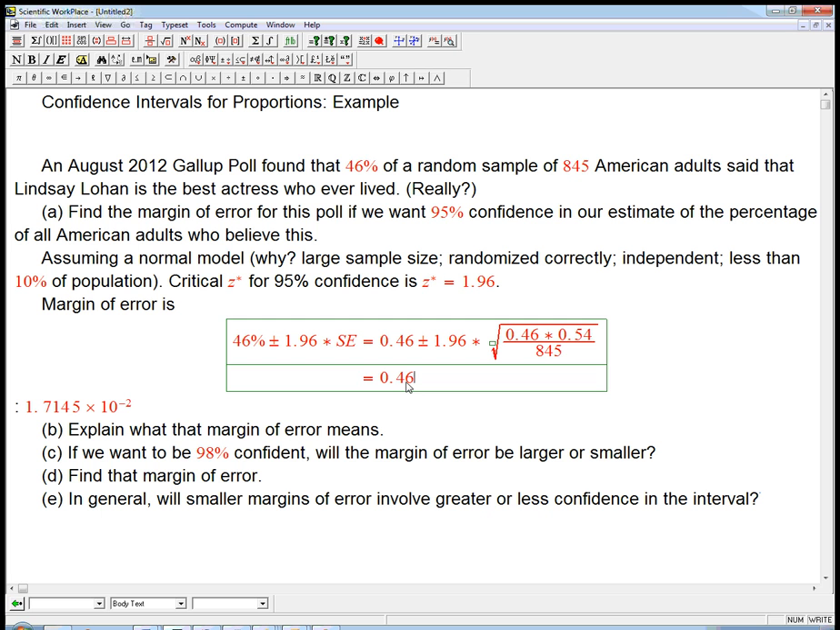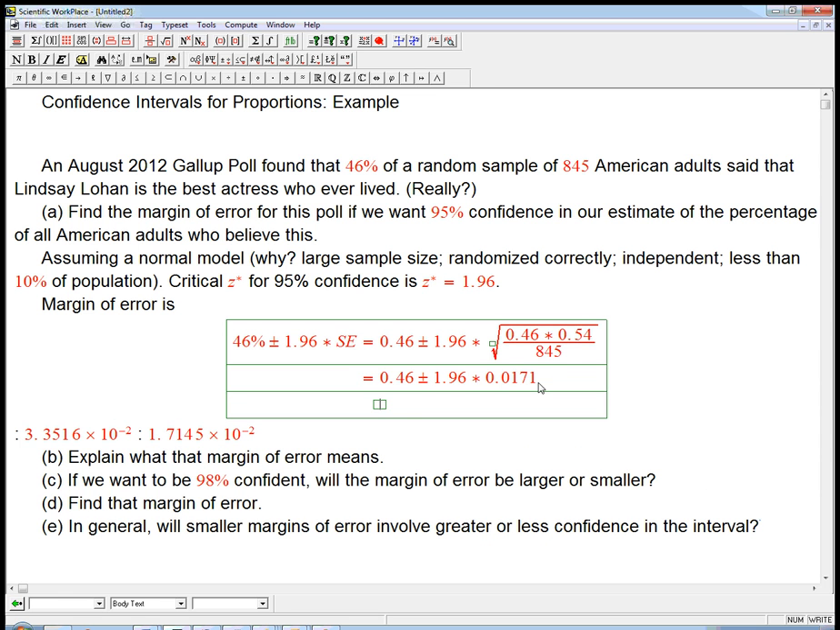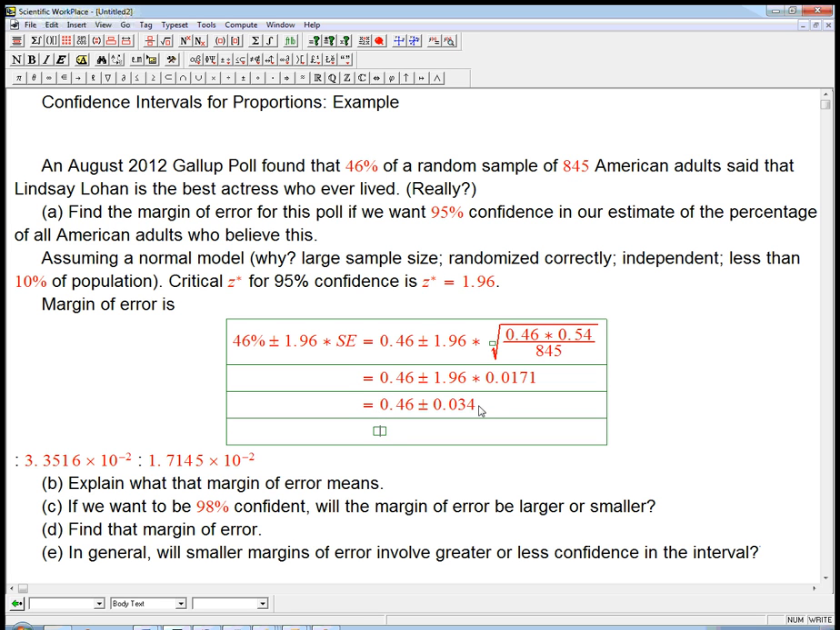Okay, so 0.46 plus or minus 1.96 times 0.0171. It gave it to me in scientific notation, but I didn't really need that. Let's evaluate that, just going through each step. Plus or minus 0.0335. We probably don't need that last digit. 0.034. Okay, so there's our margin of error. And now I'm going to translate it into percent. 46% plus or minus 3.4%.